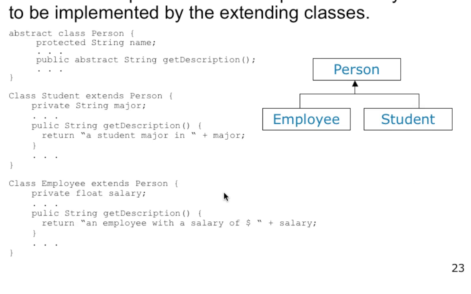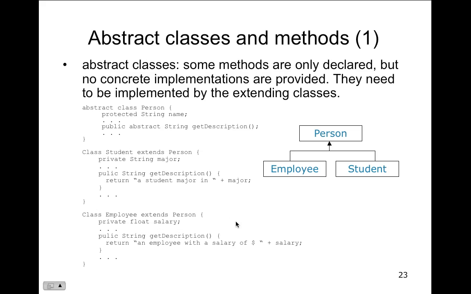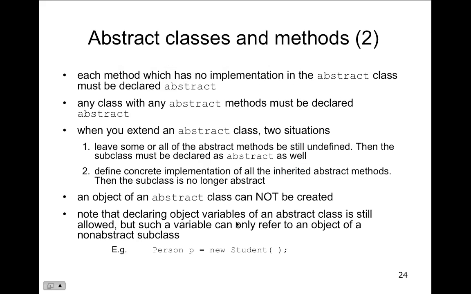So let me take a quick look here and see if this is a good stopping point. It might actually be. Let me finish up with this slide, because this is a repeat of some of the stuff I already said, so I can probably summarize it quite easily. Each method that has no implementation in the abstract class must be declared as abstract. If you're not going to put a method body in there in the abstract class, you actually have to call it abstract. Any class with an abstract method must be declared abstract.